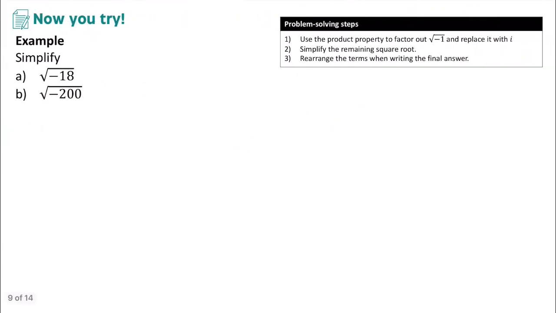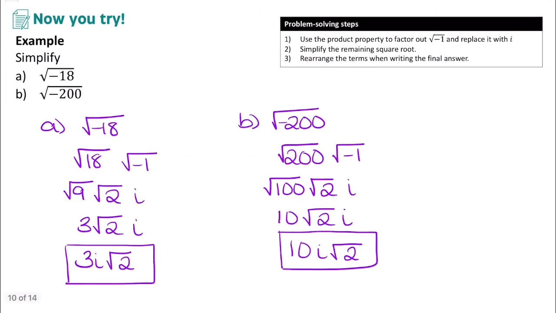So now you can go ahead and pause the video and try doing this example on your own. So the square root of negative 18, remember the first step is we factor out that square root of negative 1, which turns into i. Then from 18, we can divide out 9, so the square root of 9 is 3, so we get 3i times the square root of 2.